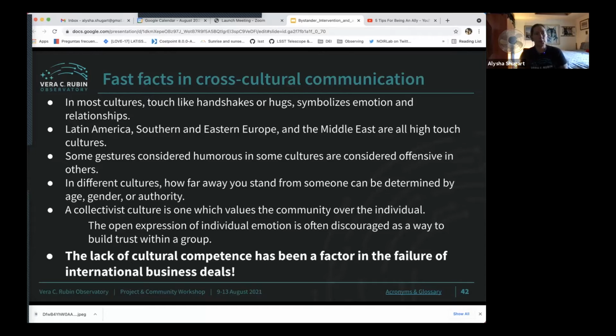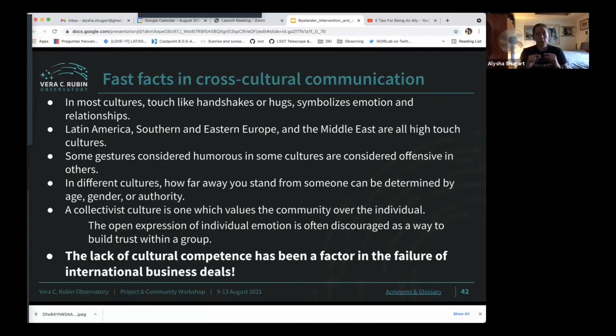Can anyone think of some examples or some countries that exhibit more collectivist cultures? If you have any thoughts, you can put them in the chat. Someone mentioned, yeah, Japan. That's a good example. And sometimes some of the Scandinavian countries also exhibit collectivist cultures.